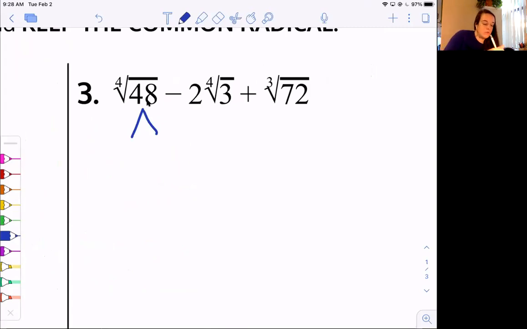I see one vote for 12 and 4. I like it. 12 and 4. If you didn't necessarily know 12 and 4, you could have divided numbers, right? 48 divided by 2. You could have used 24 and 2.